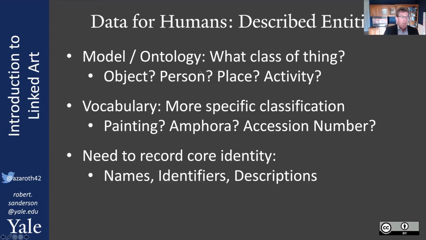So first of all, at the data for humans level, we need to know what sort of thing we're talking about. Is it an object, a person, a place, an activity? We then need some vocabulary terms, such as being able to classify those entities to be more specific for the domain. So, there's an amphora, what's an accession number, and so on. And then we need to record that core identity, such as names, identifiers, and descriptions.